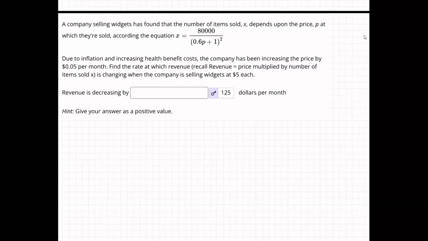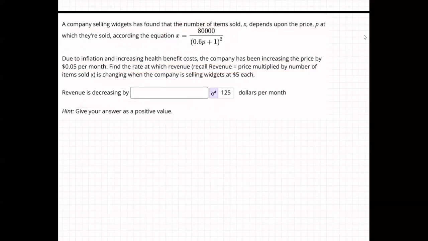Okay, in this problem, it says a company selling widgets has found that the number of items sold X depends upon the price P, which they're sold according to the equation. Due to inflation, the company has been increasing the price by 5 cents a month. Find the rate at which the revenue is changing when the company is selling widgets at $5 each.